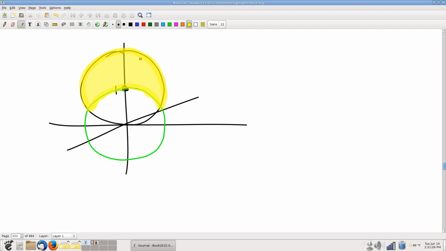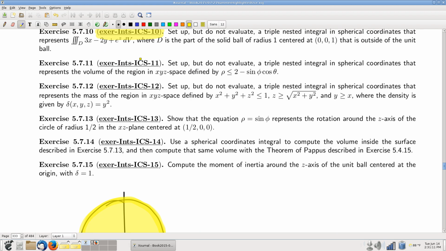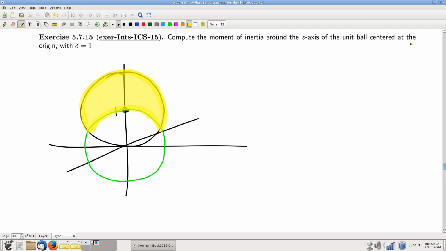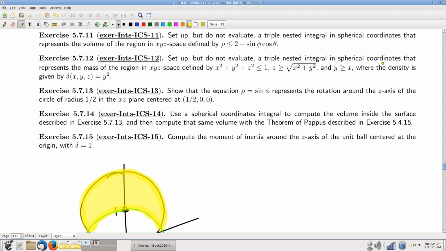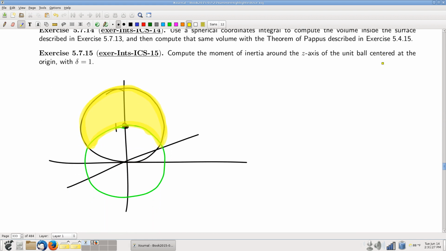So we're interested in the part of that ball that's outside of the unit ball, and so we have this picture. Is that what you were thinking? Yeah, that's what I'm doing. Okay. All right, so let's start thinking about our slices.